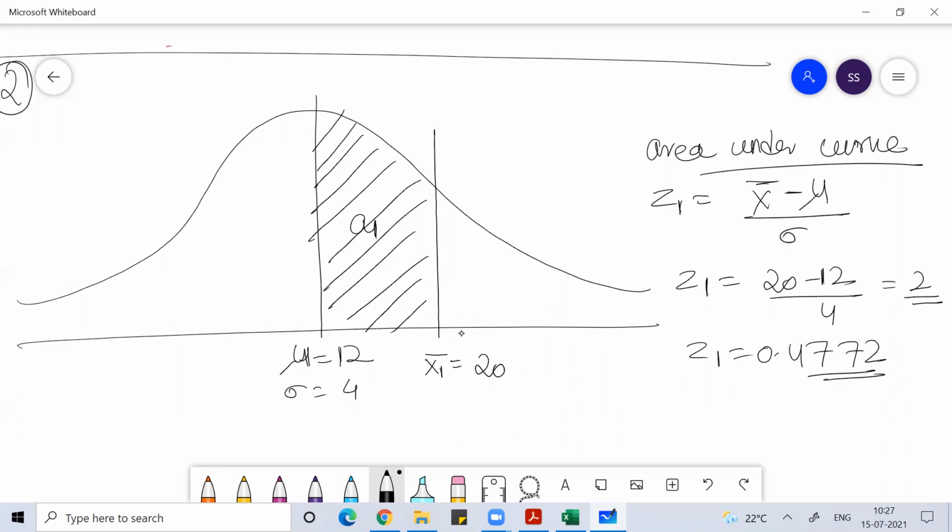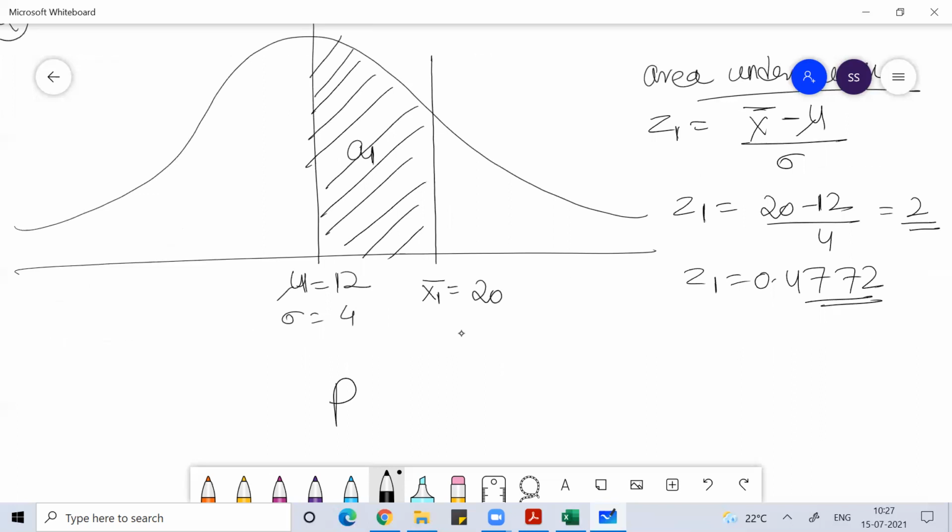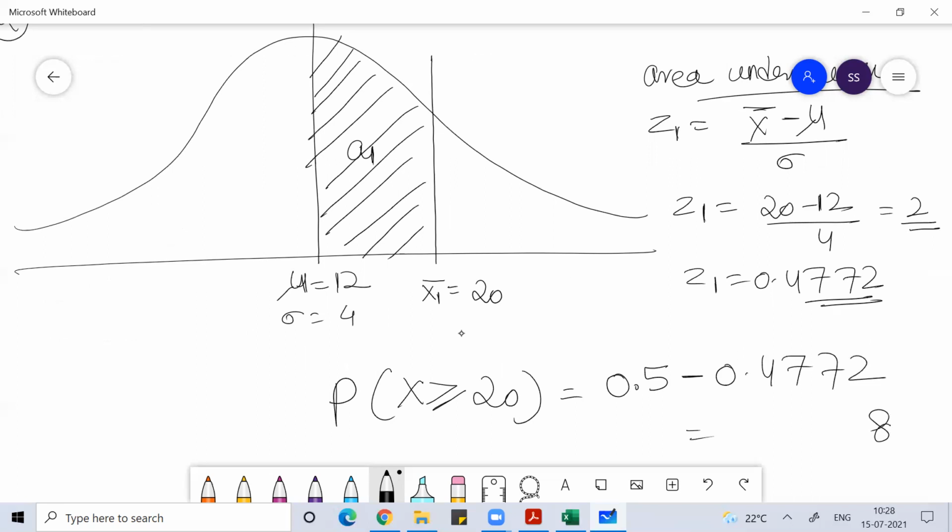This is the area from 12 to 20. If I'm looking for the area which is greater than or equal to 20, then my required area will be 0.5 minus 0.4772. So my answer would be 0.0228. That would be my area. Anyone, any doubt?